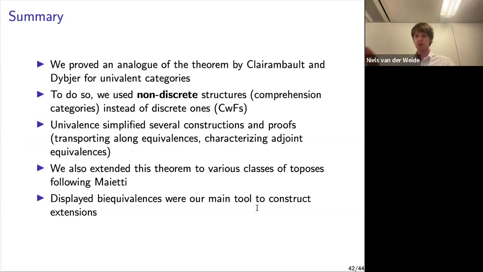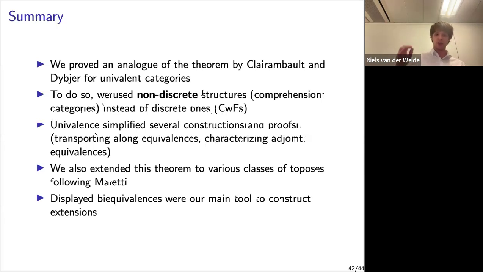So what did we do? An analog of Clairambault and Dybjer for univalent categories. They gave an internal language theory for ordinary categories in set theory, and we studied it in univalent foundations for univalent categories. And one of the first observations is that it is necessary to use models of type theory that are not discrete by nature, for instance comprehension categories or generalized categories with families, instead of something like natural models or categories with families. So that was the first observation.